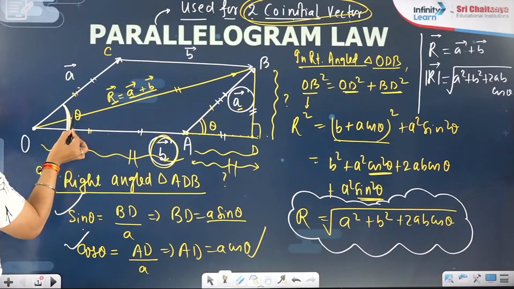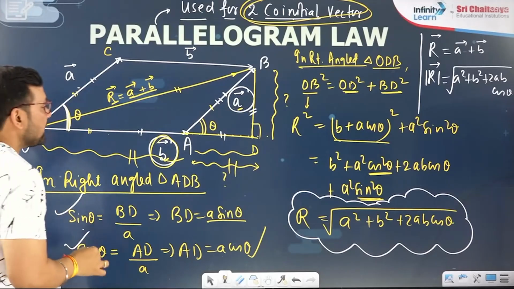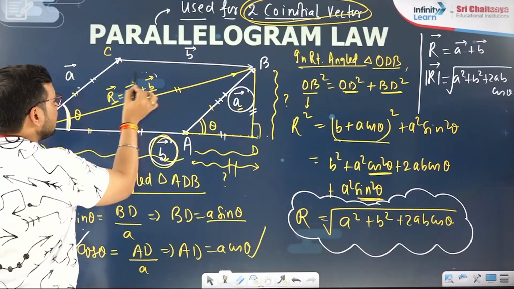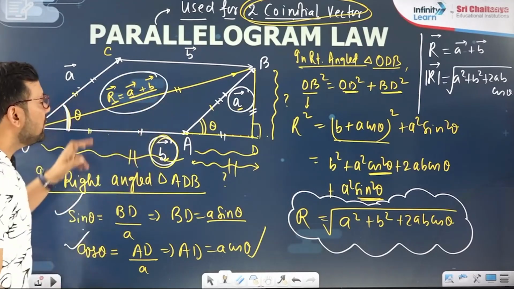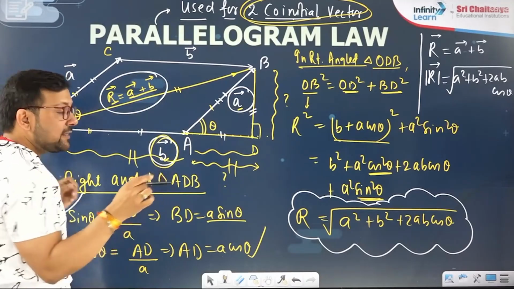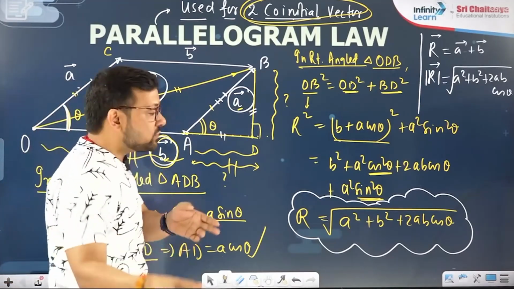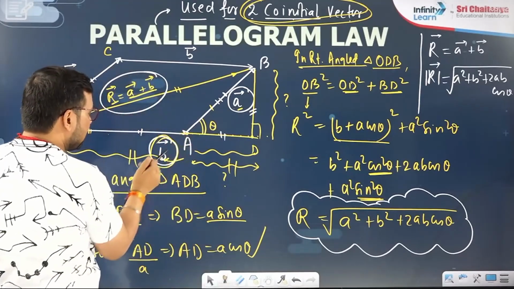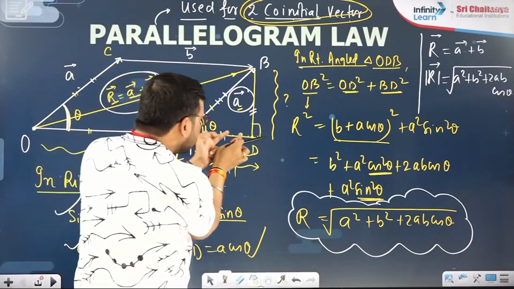The angle between the vectors is defined, and that angle is theta. Now, I wanted to calculate the resultant, which is A plus B. To calculate this resultant, I did some construction. Focus on my words, what I am saying. This was your vector B. I have reduced it a little up to this point.